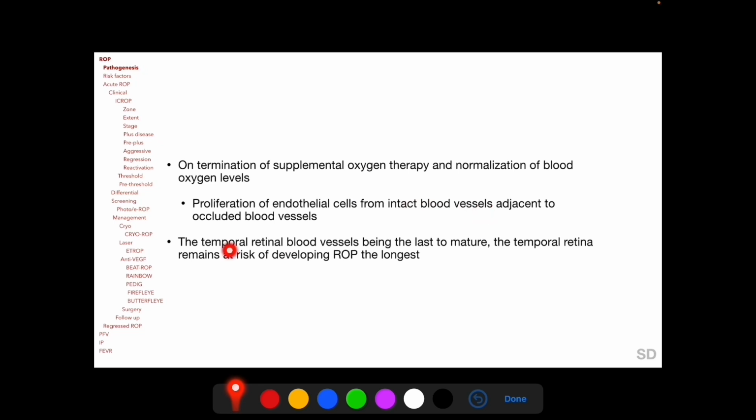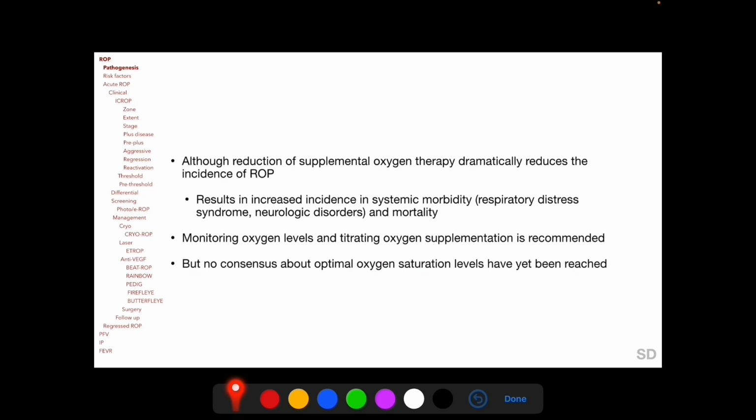The temporal retinal blood vessels being the last to mature, the temporal retina remains at risk of developing ROP the longest. On the other hand, although reduction of supplemental oxygen therapy dramatically reduces the incidence of ROP, it results in increased incidence of systemic morbidity and mortality such as respiratory distress syndrome and neurologic disorders. So monitoring oxygen levels and titrating oxygen supplementation is recommended, and this is important to remember, but no consensus about optimal oxygen saturation levels in the blood has yet been reached.